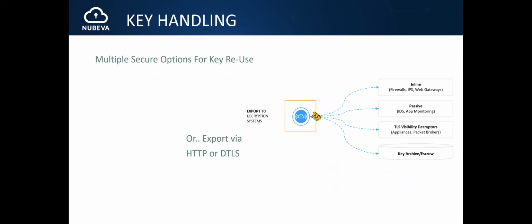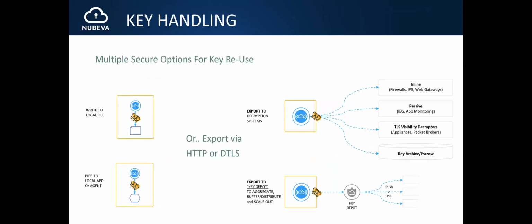Now, once you have keys, we've got a reveal problem here. Once you have the keys, what can you do with them? Well, the sensor can write them to a local file, so you can use them for diagnostics with something like Wireshark. You also can pipe them programmatically with APIs and open APIs, and we also license source code. You can modify the source code to integrate with a localized application or an agent, for example, a host-based IPS. You can also export these via HTTPS or DTLS.